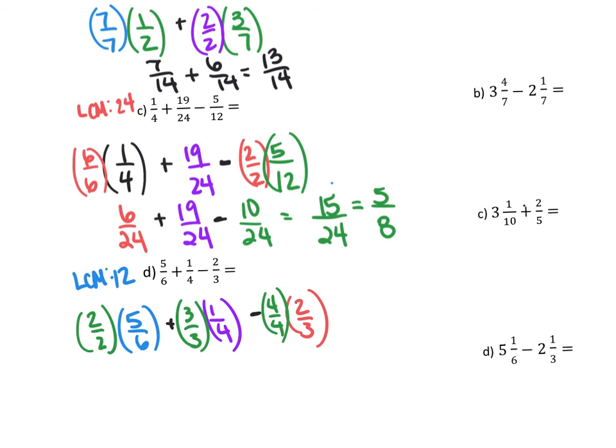So when I do this now, I get these fractions. 10 over 12 plus 3 over 12 minus 8 over 12. 10 plus 3 is 13, minus 8 is 5, so this is just 5 over 12.